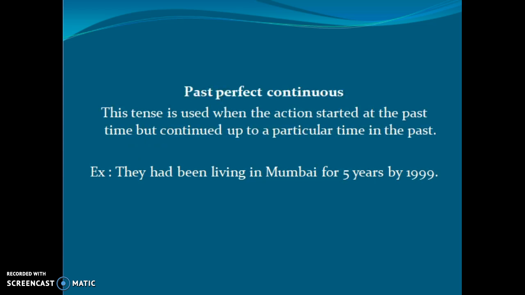Coming to the past perfect continuous tense. This tense is used when the action started at the past time but continued up to a particular time in the past. For example, they had been living in Mumbai for 5 years by 1999.